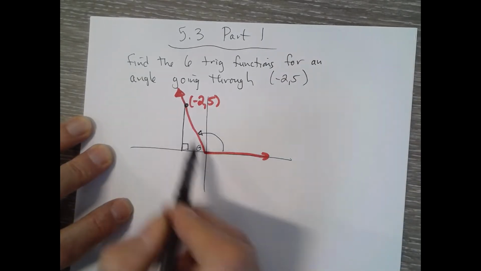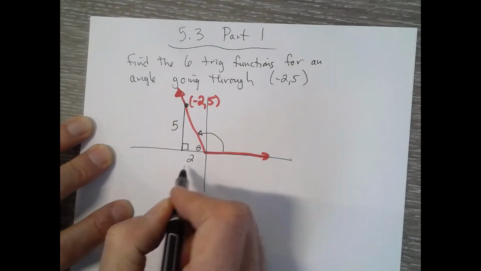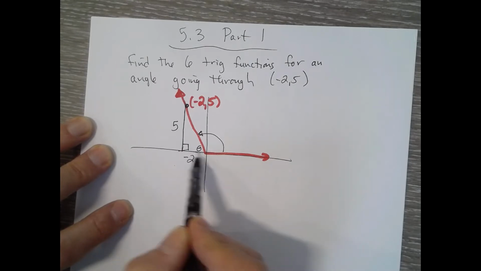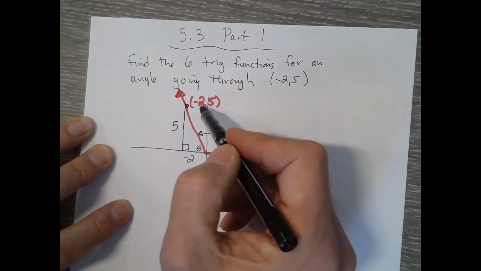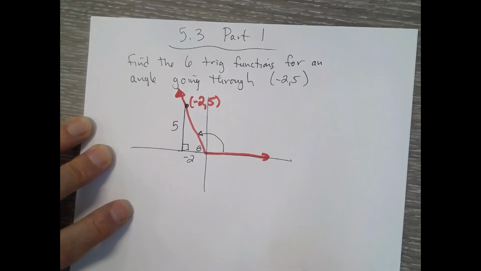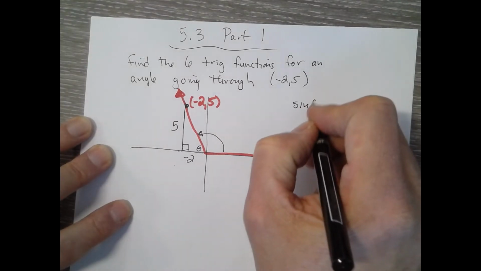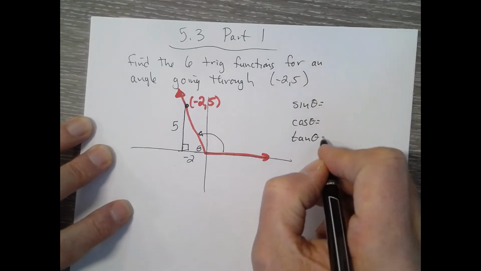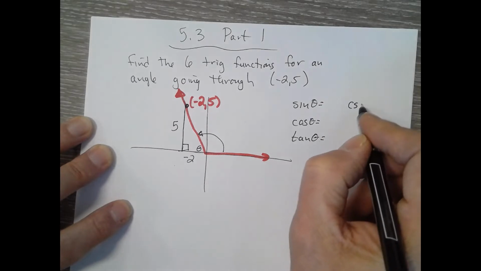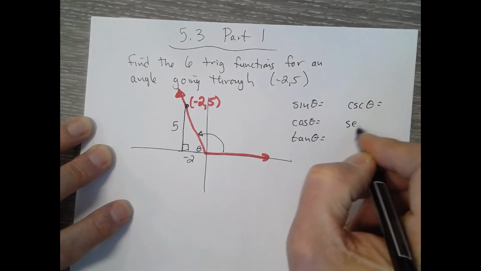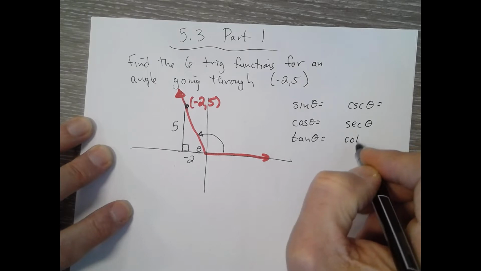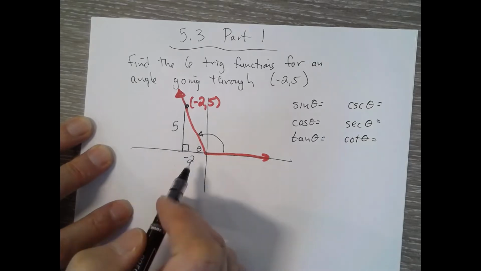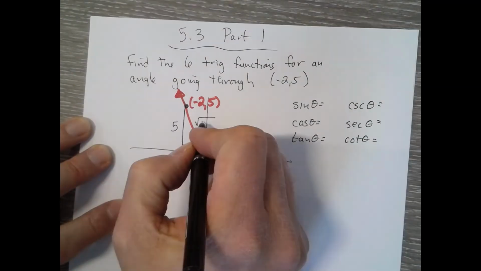I went over 2 and up 5, and this is negative for 2 reasons. One, because it's going left, it's going to be negative. The second reason, it's given to you as -2. So then we can find the hypotenuse. How do I do that? How do I find the hypotenuse? Good, Pythagorean theorem. So 5 squared plus -2 squared, 25 plus 4. So this would be the square root of 29 is our hypotenuse.